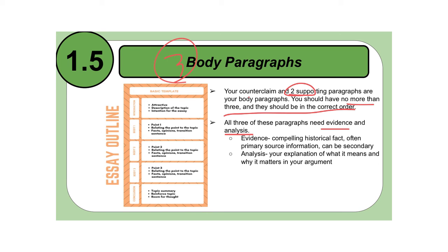What is evidence? It is compelling historical fact, often primary source information. It can be secondary, but it's often primaries. The reason being is that this is going to be your newspaper articles and things like that. So when you tell me that so and so assassinated such and such, I don't want to hear that from a social studies textbook. I want to hear that from the front page of the New York Times. That's going to give me evidence that, yeah, okay, this really did happen.